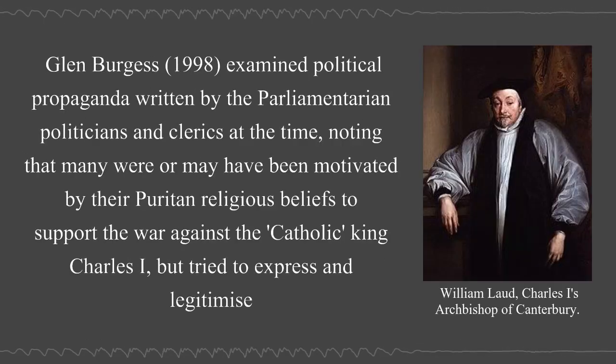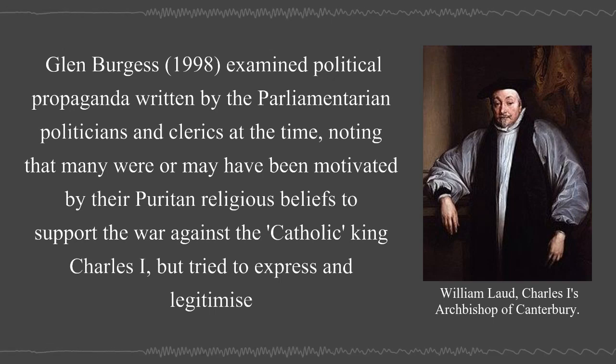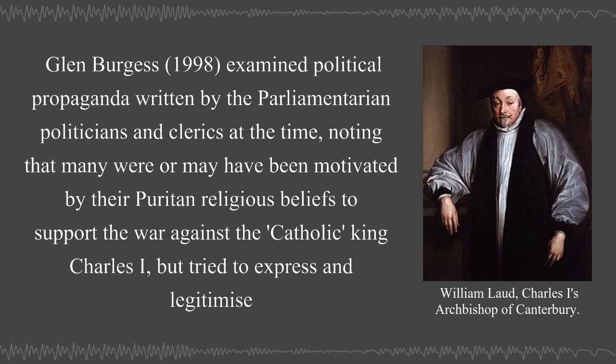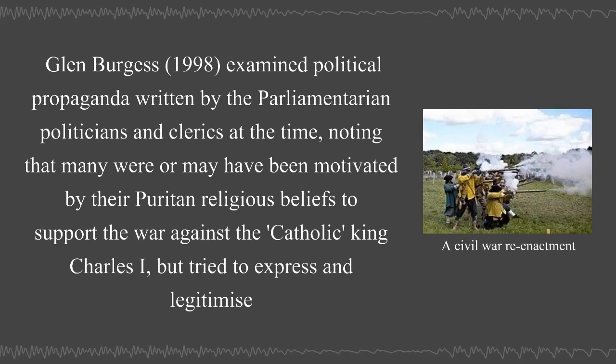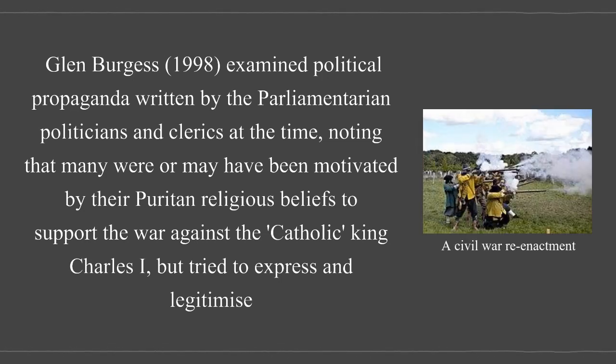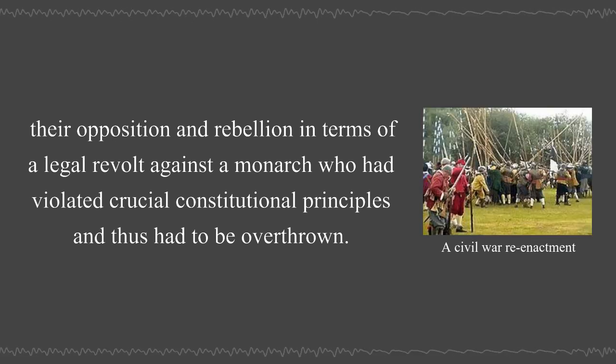Glenn Burgess, 1998, examined political propaganda written by the parliamentarian politicians and clerics at the time, noting that many were or may have been motivated by their Puritan religious beliefs to support the war against the Catholic King Charles I, but tried to express and legitimize their opposition and rebellion in terms of a legal revolt against a monarch who had violated crucial constitutional principles and thus had to be overthrown.